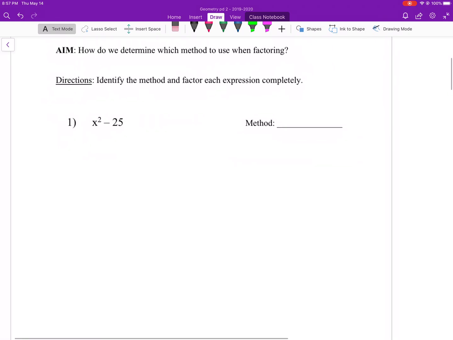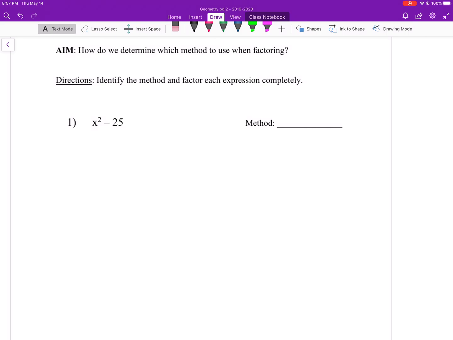So you have x squared minus 25. Check for a GCF. Is there something that divides both x squared and 25? The answer is no. So check GCF first. Nope. Next, check DOTS. Would this be an example of DOTS, a difference of 2 perfect squares? The answer is yeah, it's 2 perfect squares.